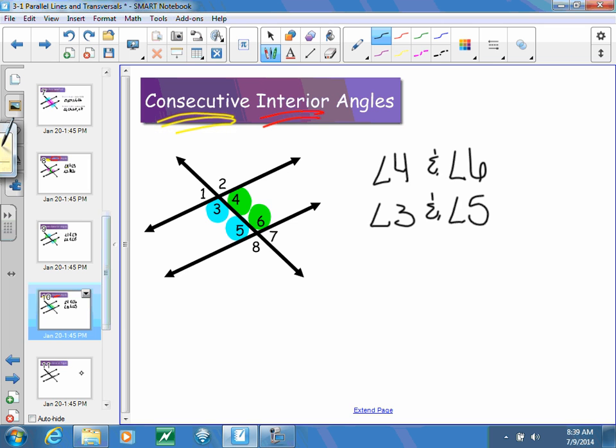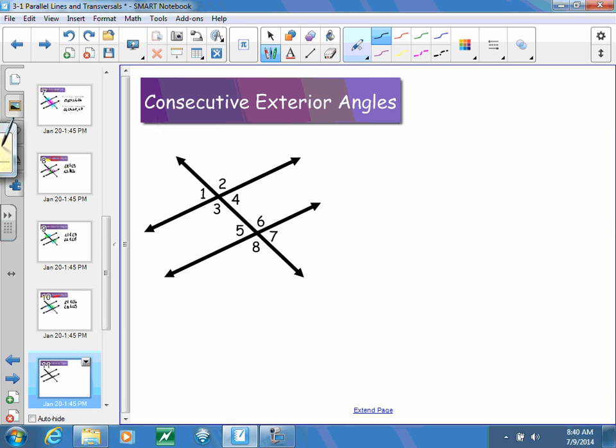When we have consecutive interior angles, you might guess that we're going to have consecutive exterior angles as well. So consecutive exterior angles are exterior angles that are on the same side of the transversal. So I'm talking about angles 2 and 7 and angles 1 and 8.